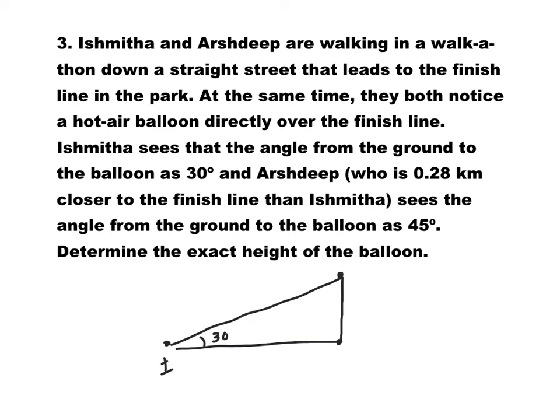Arshdeep, who is 0.28 kilometers closer to the finish line, let's say here is Arshdeep, I call it A, sees the angle of elevation to be 45 degrees, and remember that Arshdeep is 0.28 kilometers closer, so this distance is 0.28. Determine the exact height of the balloon. Let's say this is the height of the balloon. You have to find h.